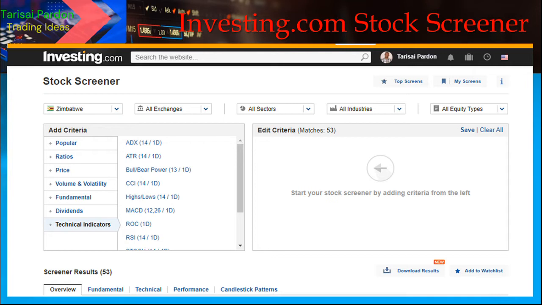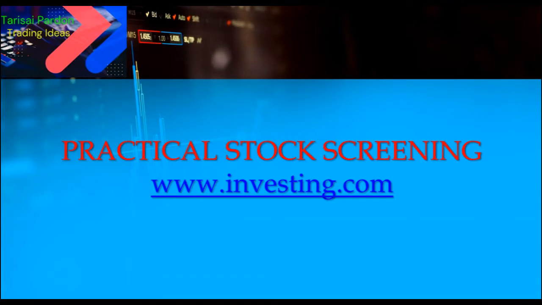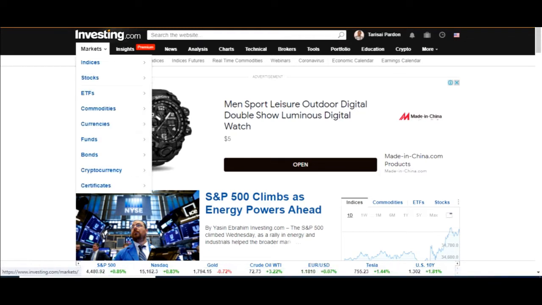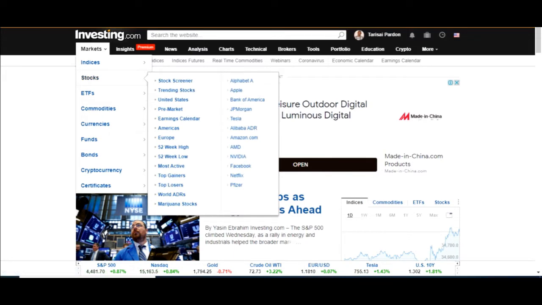Now, for us to quickly grasp this concept of stock screeners, let's proceed and do a live stock screener example. Now, by logging in on www.investing.com, we get to this site, and on this site we look at the tab written markets. On markets we go on to stocks, and from stocks we choose stock screener.